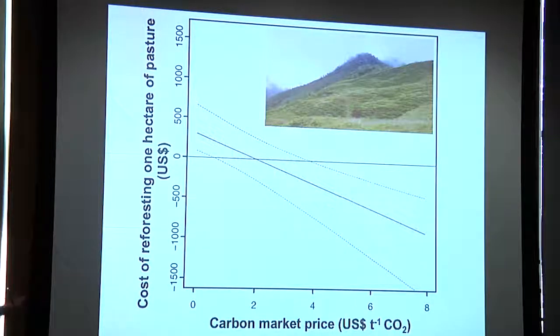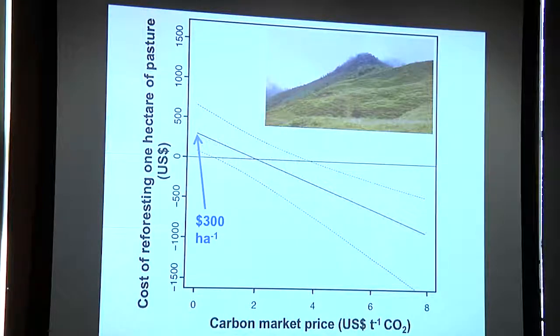On our x-axis we have our carbon market price in dollars per tonne of carbon dioxide. On our y we have the cost of reforesting 1 hectare of pasture. So if we start at $0 per tonne of CO2, that's the equivalent of not having a carbon market. There's no money flowing. And so effectively this is the price that an NGO would have to pay to obtain a hectare of pasture. And that's about $300 per hectare, which is right in the more remote pastures across Colombia; that's roughly what NGOs are paying.